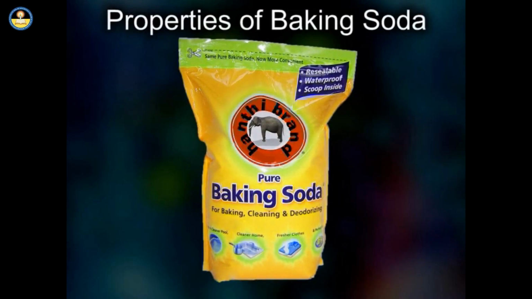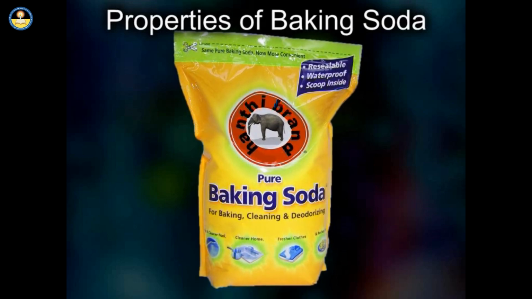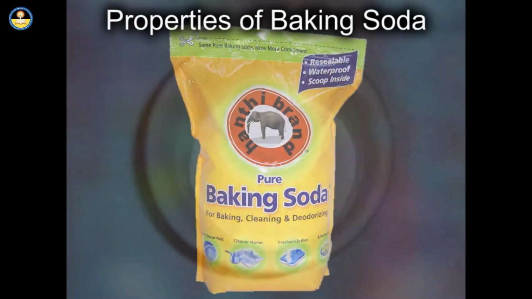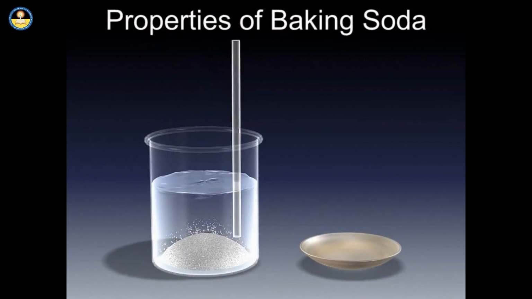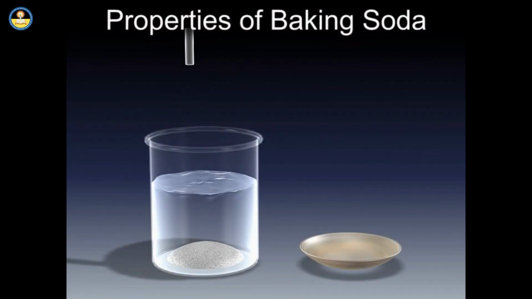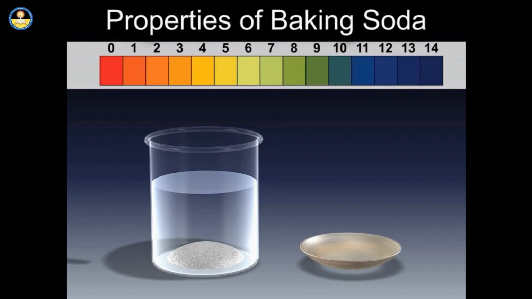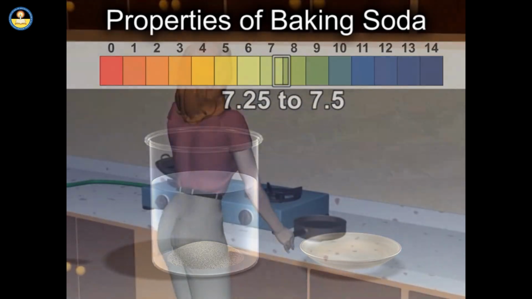Let us now have a look at the properties of baking soda. It is a white crystalline powder sparingly soluble in water. It is a mildly alkaline solution. The pH of the aqueous solution is between 7.25 to 7.5. Since it is slightly basic, it is used to neutralize acids.